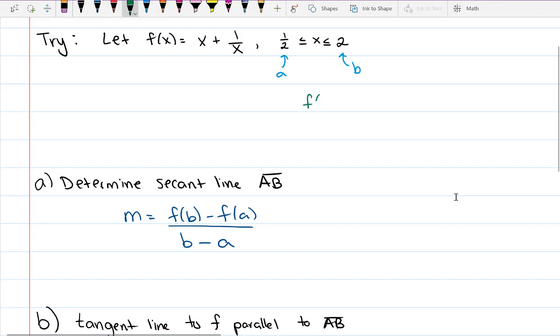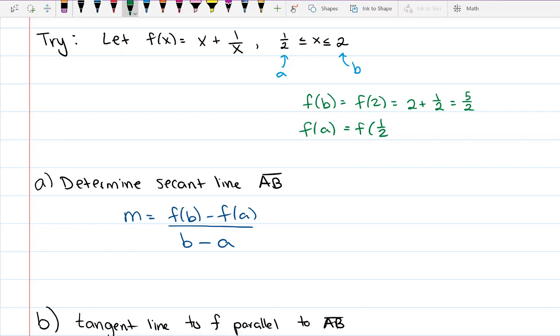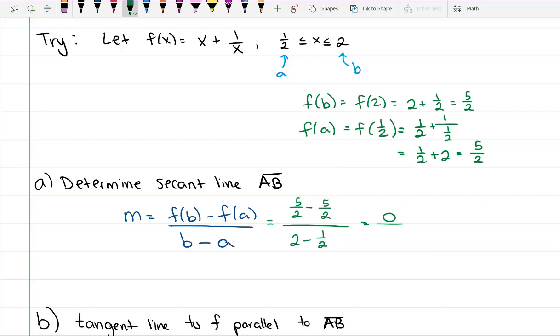So then f of b is going to be f of 2, which is 2 plus 1/2, which is equal to 5/2. F of a is then f of 1/2, which is 1/2 plus 1 divided by 1/2. So this becomes 1/2 plus 2, which is also 5/2. Now you just plug this into our formula, and we get 5/2 minus 5/2 divided by 2 minus 1/2. So you get 0 divided by 1.5, which is 0.